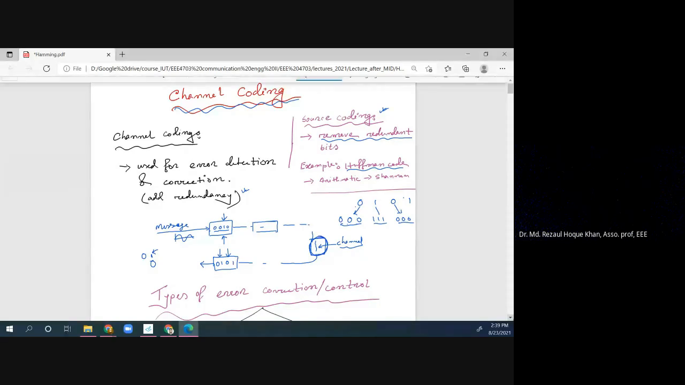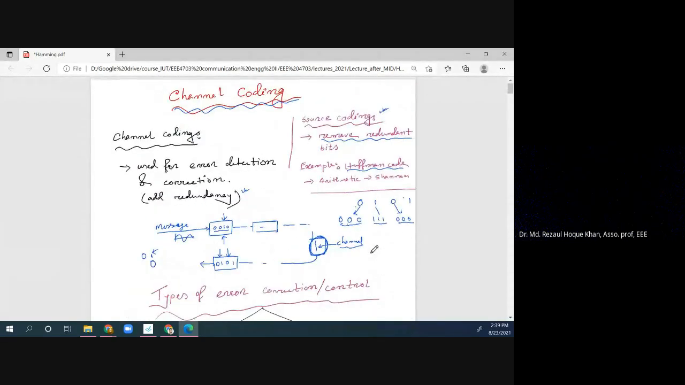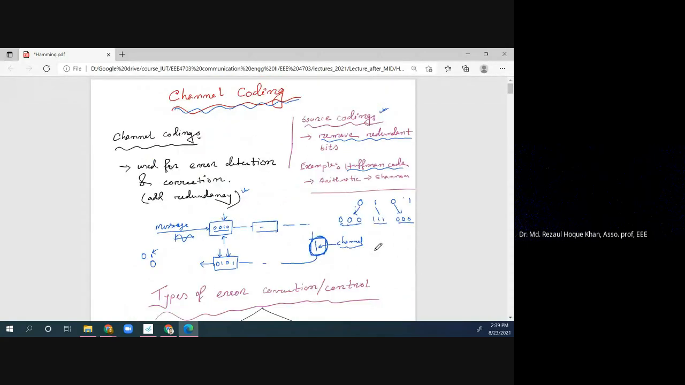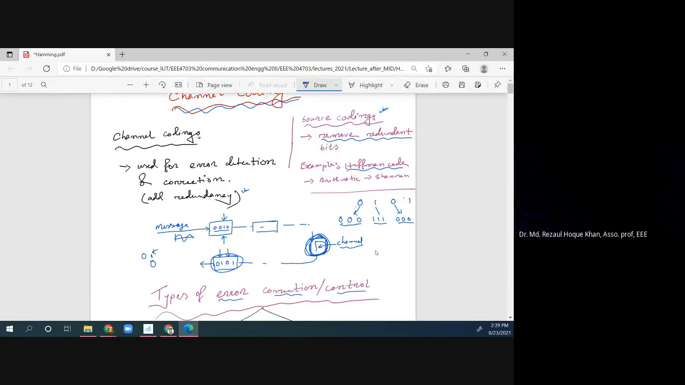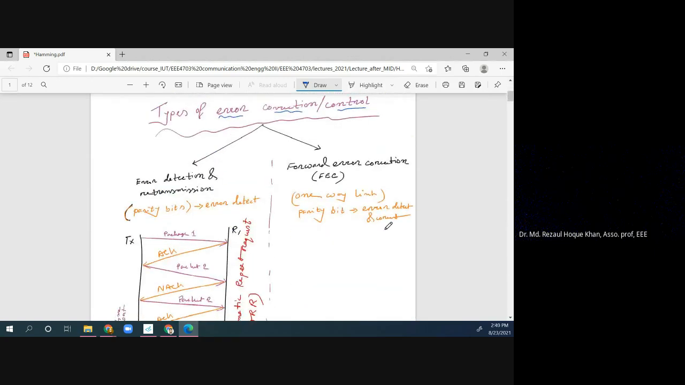This type of channel coding is also called an error correction or error control code, because we try to control the errors in the channel and detect them at the receiver. Channel coding is also called an error correction or error controlling mechanism. There are two ways. One is error detection and retransmission, the simplest way.